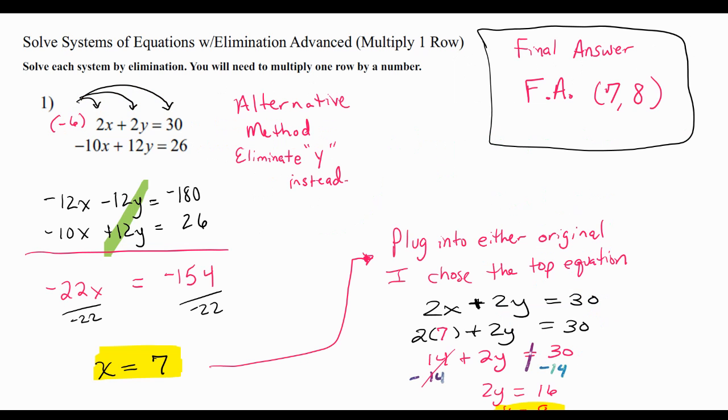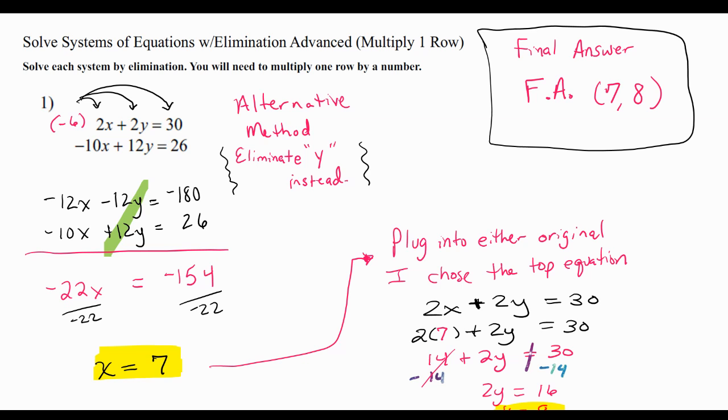It's the same problem. So the alternative method would be to eliminate the y instead. So if you eliminated y, then you should have used a -6 on the top row, because that would have given you a -12y. And they cancel. So you can just hit pause here if you did this method. You do not have to do it both ways. There's no reason to. I'm just trying to account for those students who may have done it a different way. But you can see the answer again is 7, 8, and that's the same answer that we got the first method.